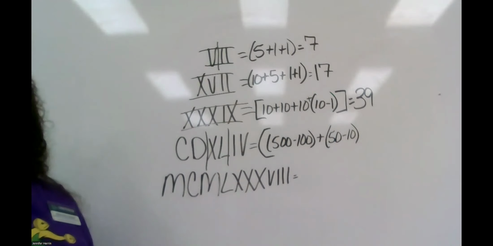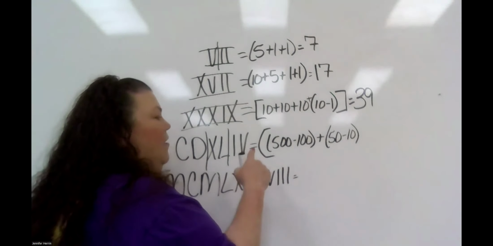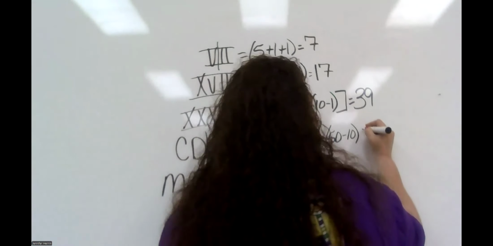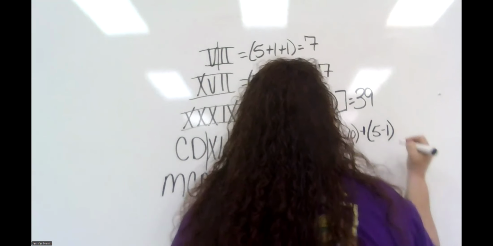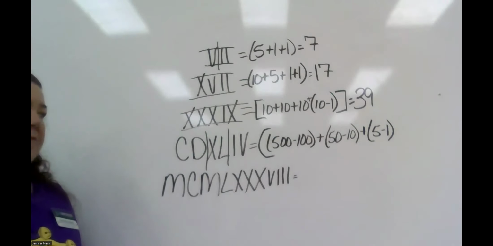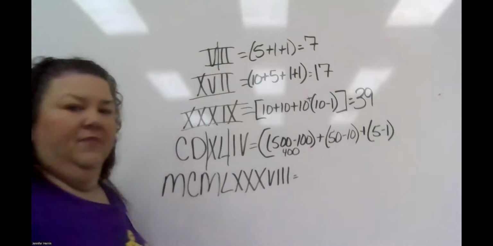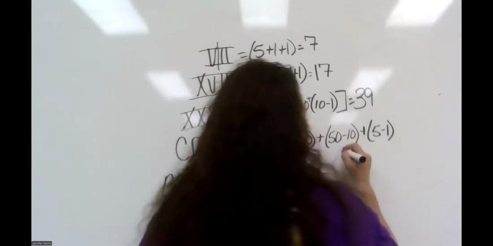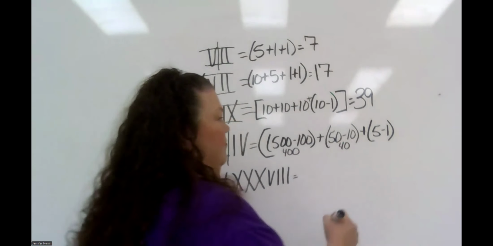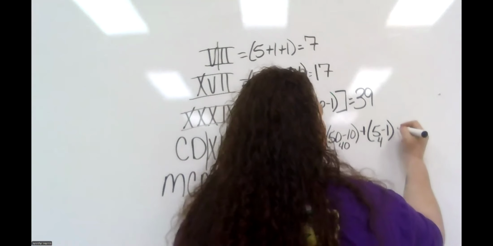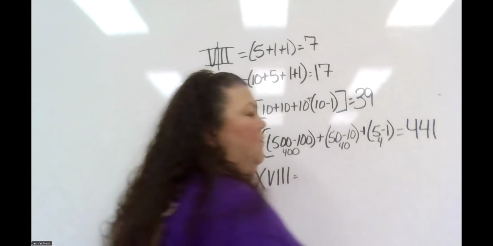And then lastly, it happens again here. I have a 1 in front of a V, so I have a small value in front of a large value. So yet again, I'm going to have to do some subtraction before my addition. So 500 minus 100, that is 400. 50 minus 10, 40. 5 minus 1, 4. So this answer is 441.